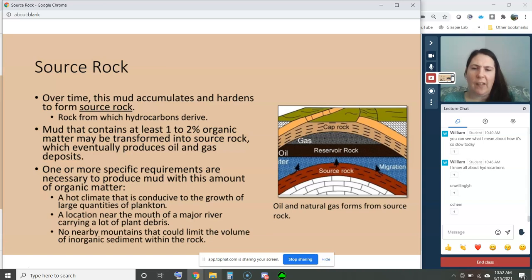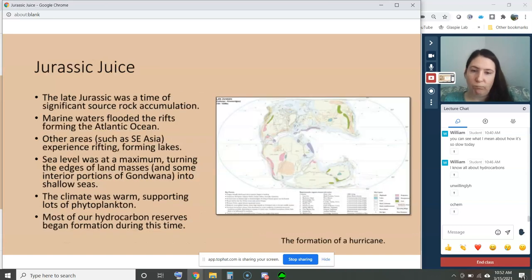So you can see there are a lot of requirements to produce petroleum. So it's not that common of a thing that gets produced. It's really just under special conditions that source rock is able to form. And those special conditions largely existed during the Jurassic.